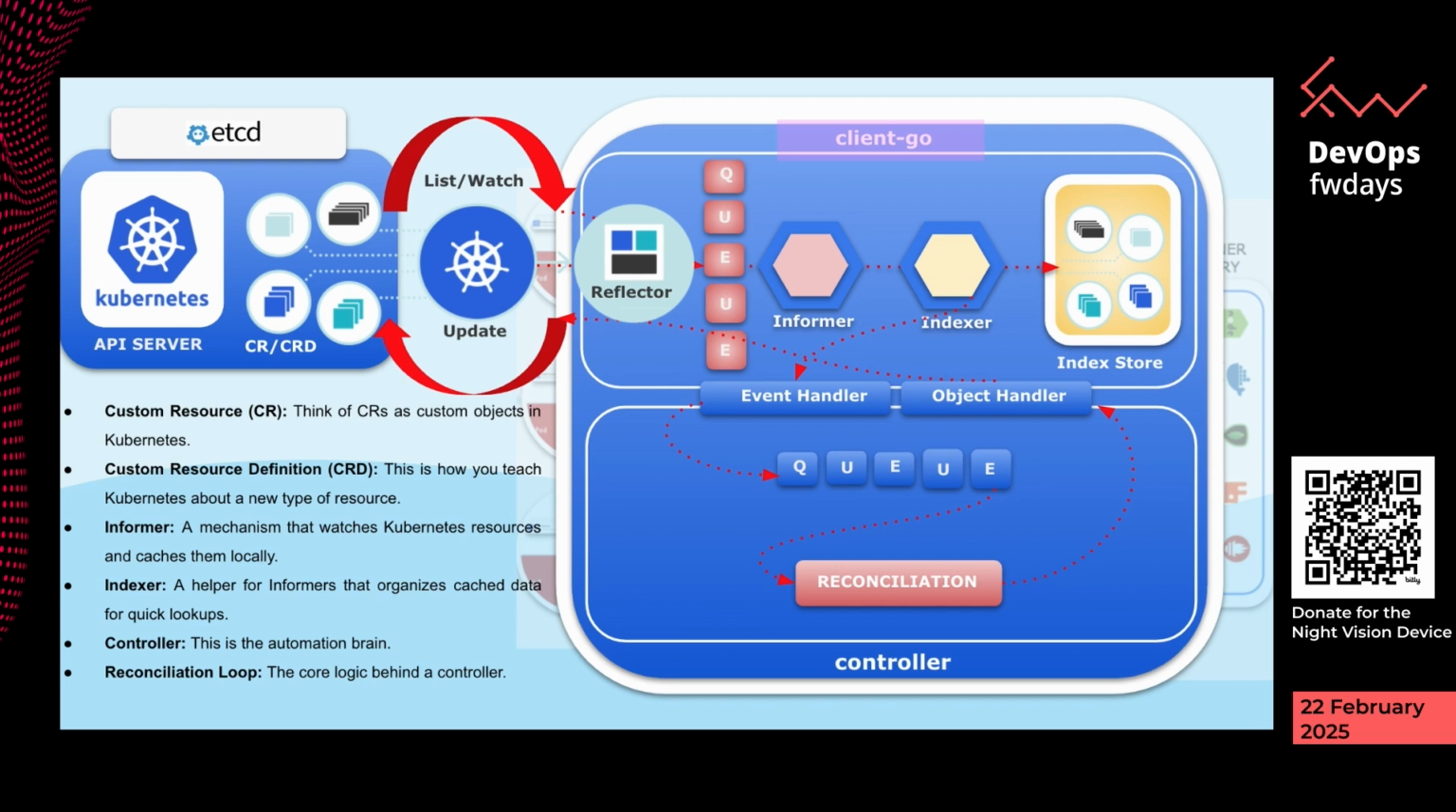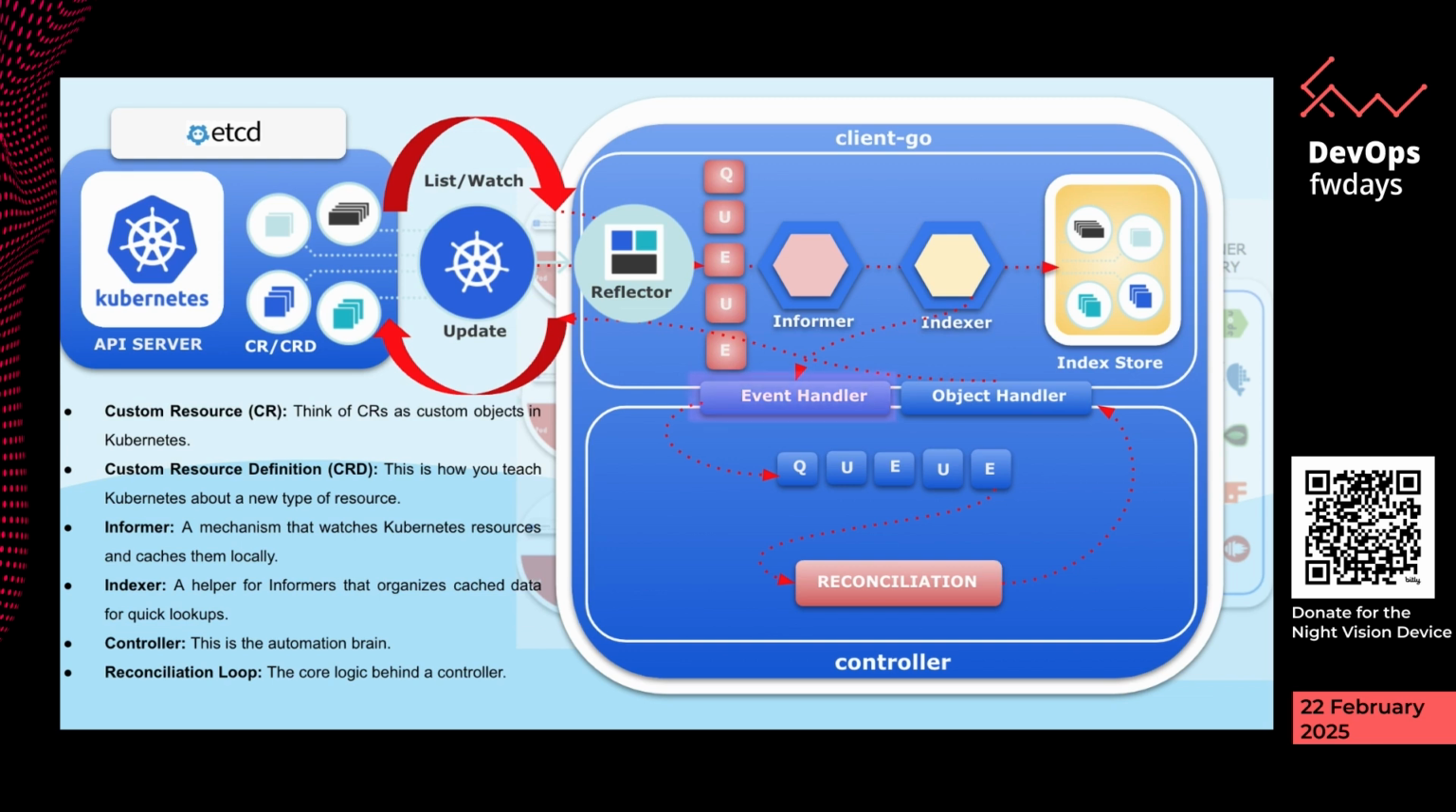So this is the Go-based Kubernetes client library. Reflector. This is the component that efficiently watches resources from the API server and pushes updates into the work queue. Informer. Instead of directly hitting the API server for every request, the informer watches the Kubernetes resources and caches them locally. Indexer. It speeds up the lookups by organizing cached data in ways that controllers can quickly access.